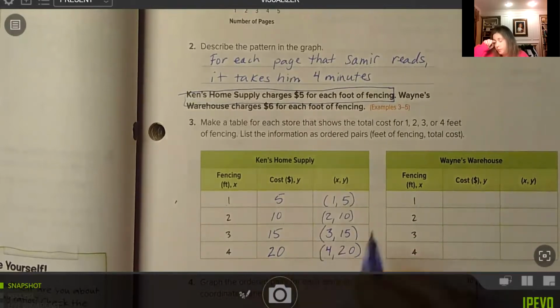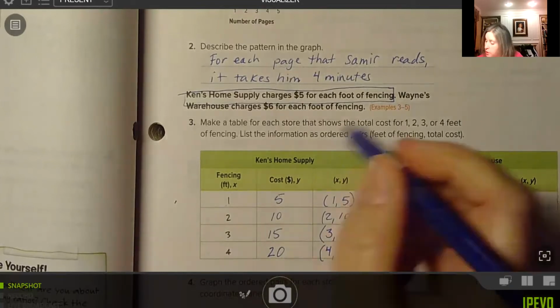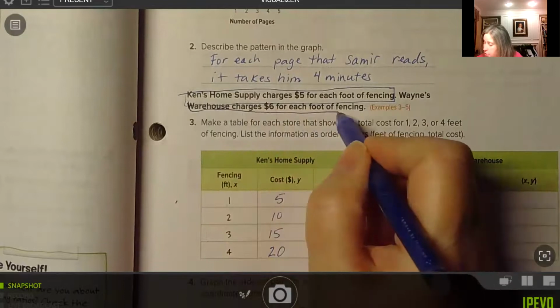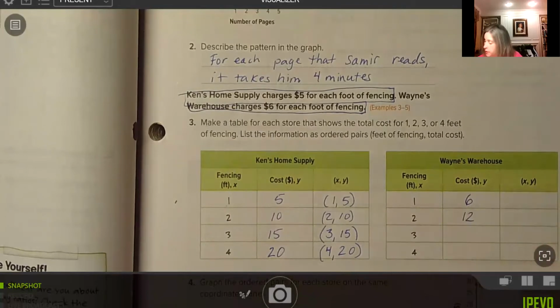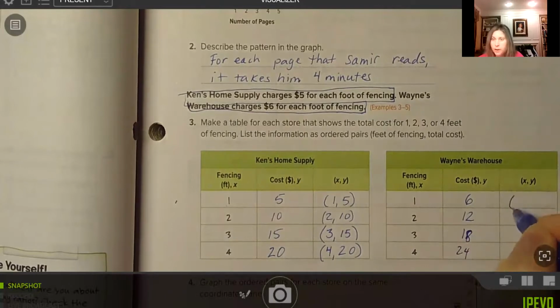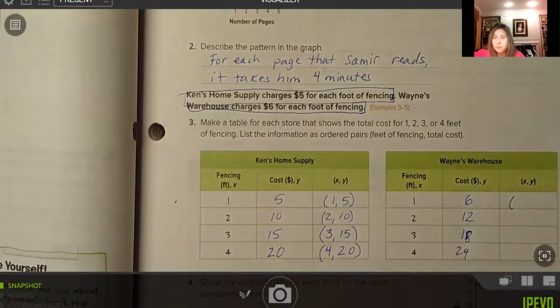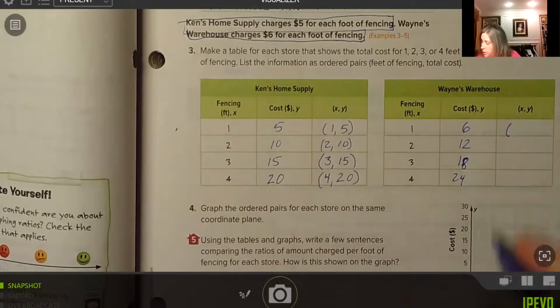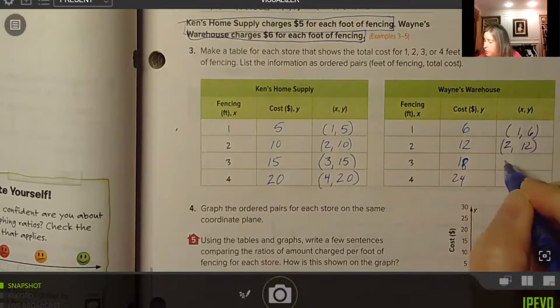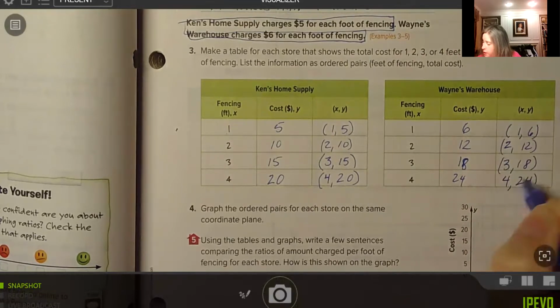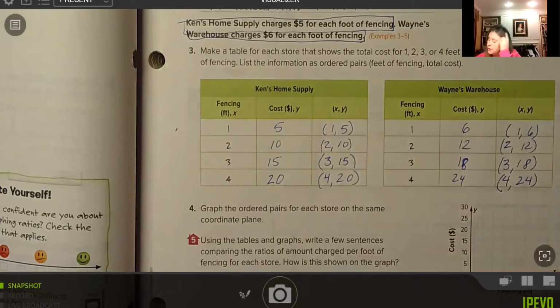So 4, 20. And then moving over to Wayne's warehouse, which is charging $6 per foot of fence. So we'll have 6, 12, 18, 24. So as ordered pairs, these would be written as 1, 6, 2, 12, 3, 18, and 4, 24. And then this says graph the ordered pairs for each store on the same coordinate plane.